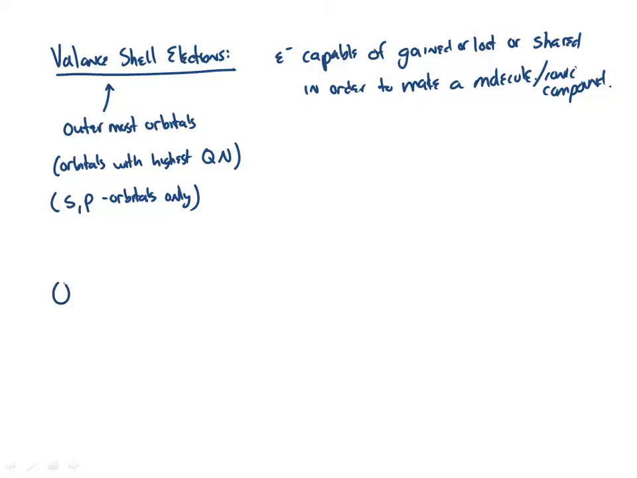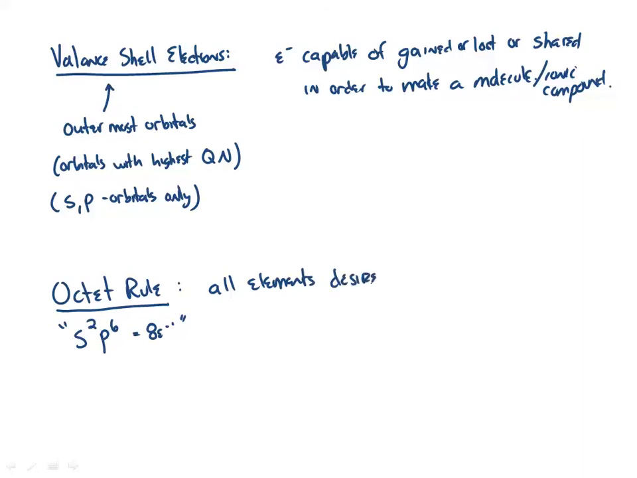And then the other thing that we're going to move forward looking at is called the octet rule. If we take a look at s and p orbitals, we've got s2p6, well, that's 8 electrons. And so what the octet rule says is that all elements desire to have 8 electrons in their outer orbitals. Now, this is again ignoring the d orbitals. They make life complicated. And what that really makes them look like is a noble gas.